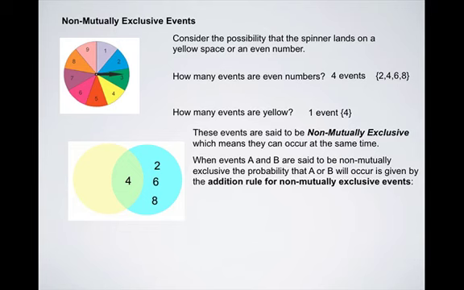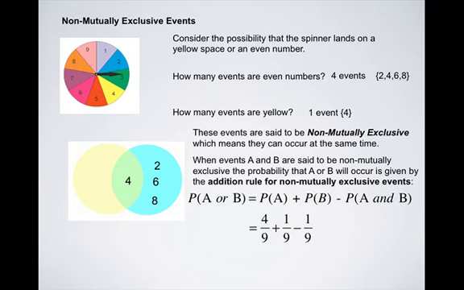When events A and B are said to be non-mutually exclusive, the probability that A or B will occur is given by the addition rule for non-mutually exclusive events. And that's going to be the probability that A or B occurs is equal to the probability of A plus the probability of B, but then we have to subtract the probability that A and B both occur.